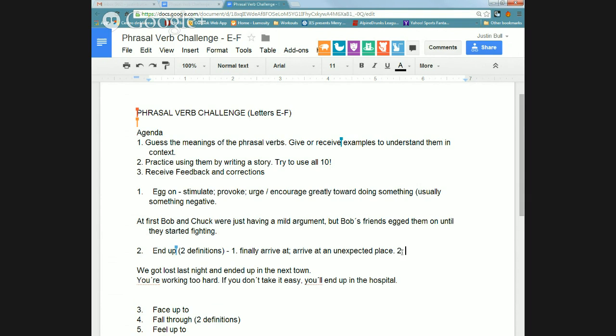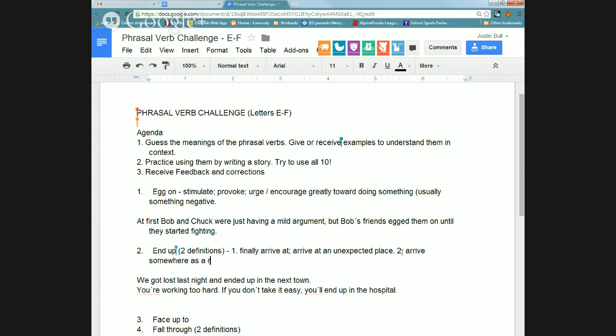But another key part to this one is to arrive. Arrive somewhere as a result or consequence. Very good, Luo. All right, so we got two kind of similar definitions for that one. I really like end up. It's very common.